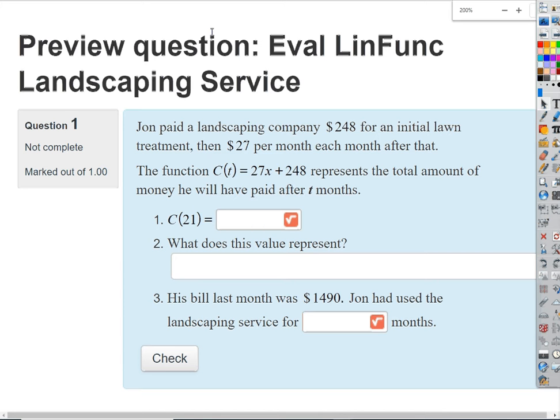Okay? They give us the function here. And you guys have actually built some functions like this last unit. So you've got some familiarity with this, right?